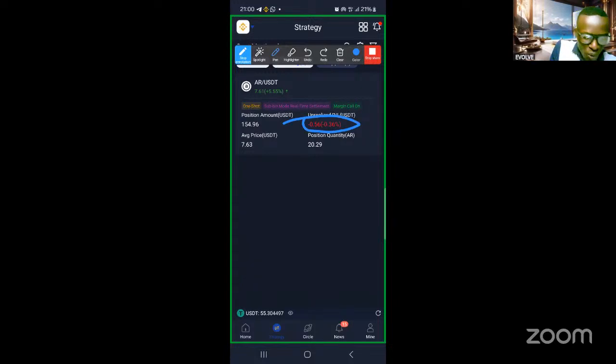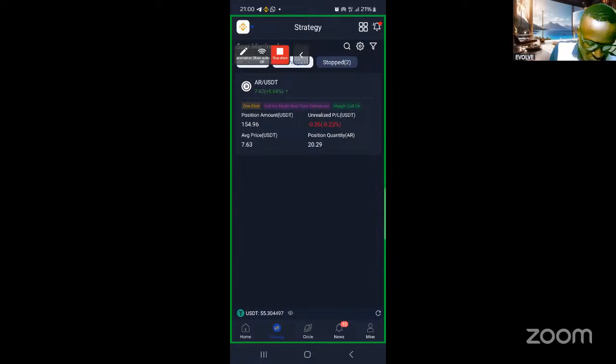Whenever it goes down, where you see unrealized P/L in an arrow, I am happy. I am very happy, because I want it to buy the dip for me. But you have to have it in your settings, in your strategy. That is when you'll be happy.